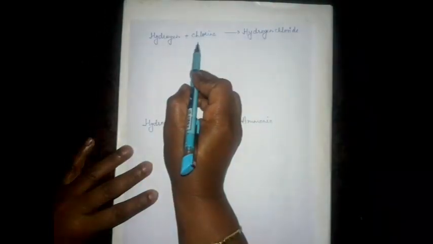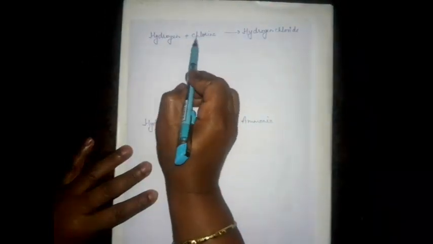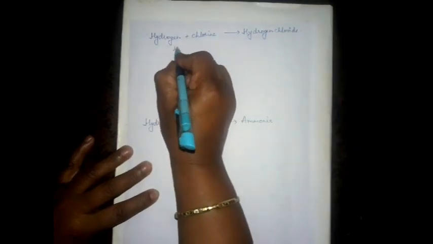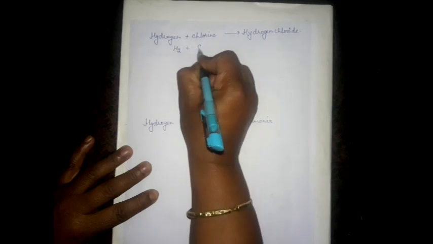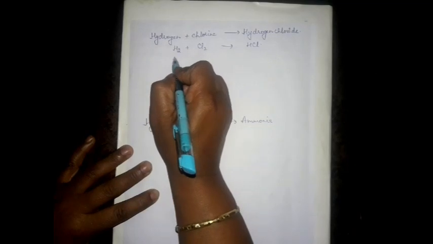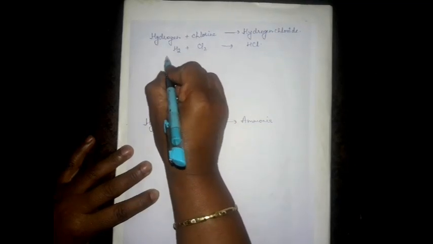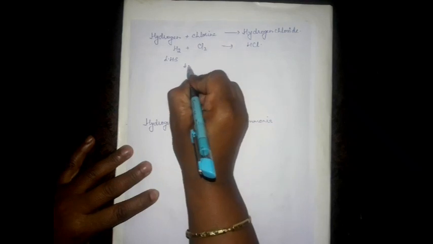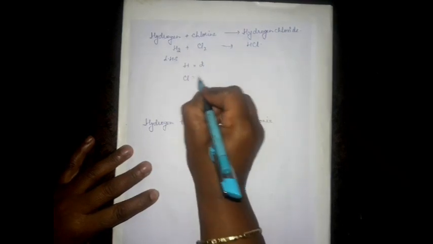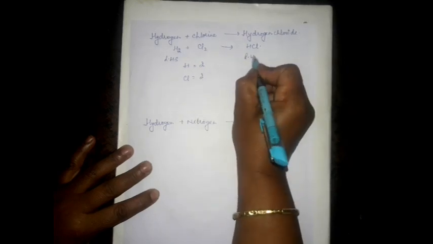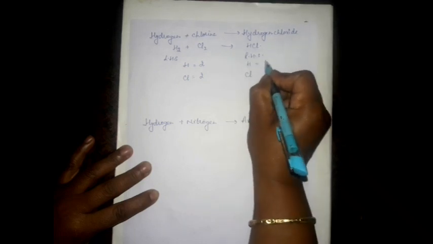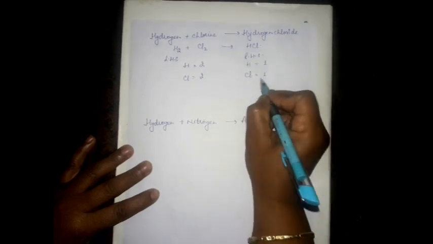We'll take another example, hydrogen plus chlorine gives you hydrogen chloride. First of all I will write the chemical equation. Hydrogen H2 plus Cl2 gives you HCl. Now, for balancing the chemical equation, we will write on the left hand side hydrogen and chlorine. Hydrogen is 2, chlorine again 2. On the right hand side, again we will write hydrogen and chlorine. Hydrogen is 1 and chlorine is 1.